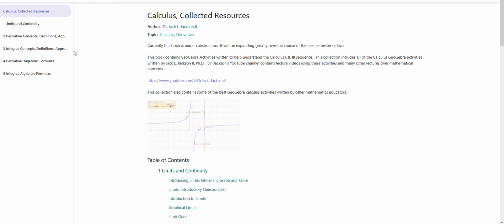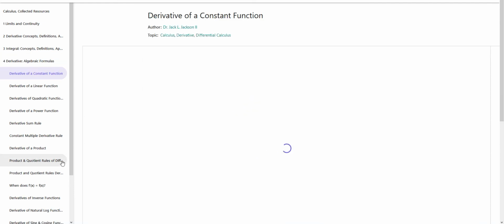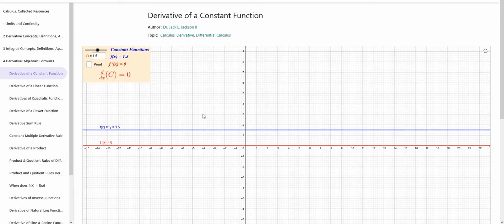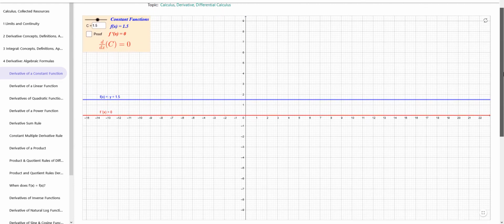So I'm going to start with the GeoGebra app here. This is my calculus book, Calculus Collected Resources, a GeoGebra book you can find on GeoGebra's site. I'm going to go to Unit 4 here, and we see several different things. Most of these I've written, and some others have been written by other math educators. So I'm going to do derivative of a constant function and look at this first. Okay, so we're going to start with this particular app.